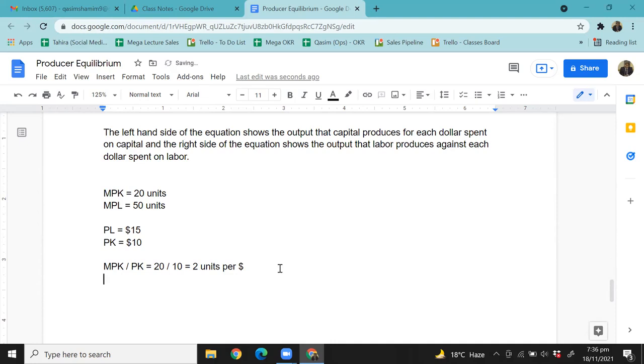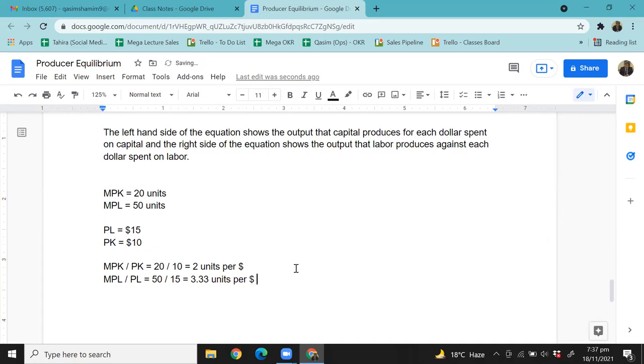Okay, now let's do the same exercise for the labor. So what is the marginal product of labor divided by price of labor? That gives you 50 units that are produced by labor. And how much are you paying to each labor? You're paying $15 to each unit of labor, right? So 50 divided by 15 gives you 3 point something. I don't know exactly, that gives you 3.33 units per dollar. How much is labor producing you?